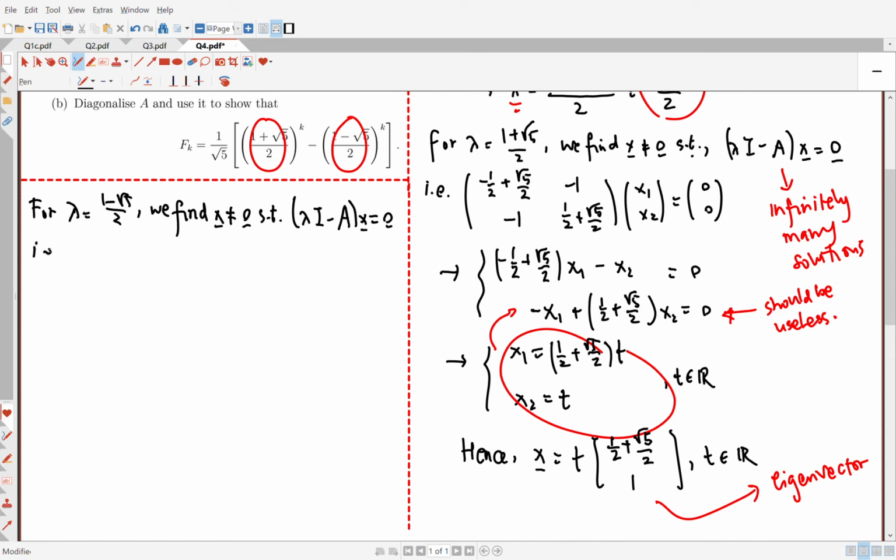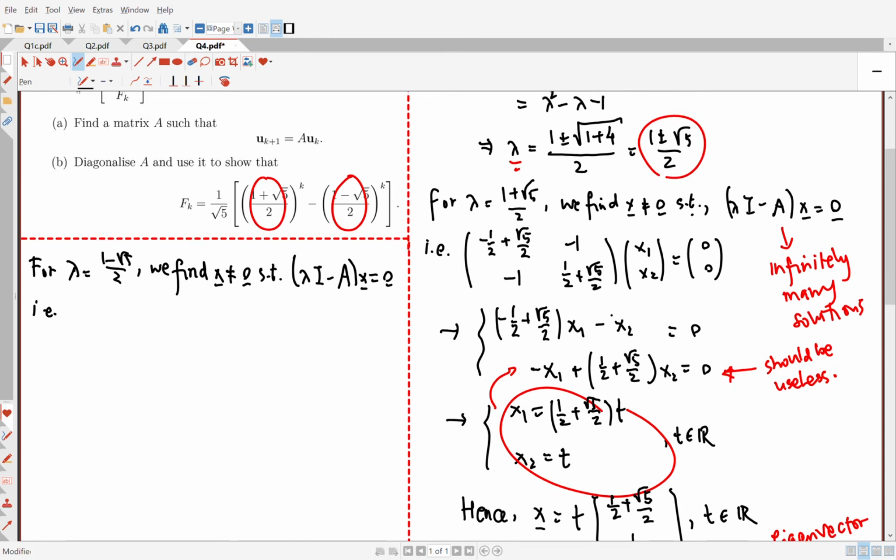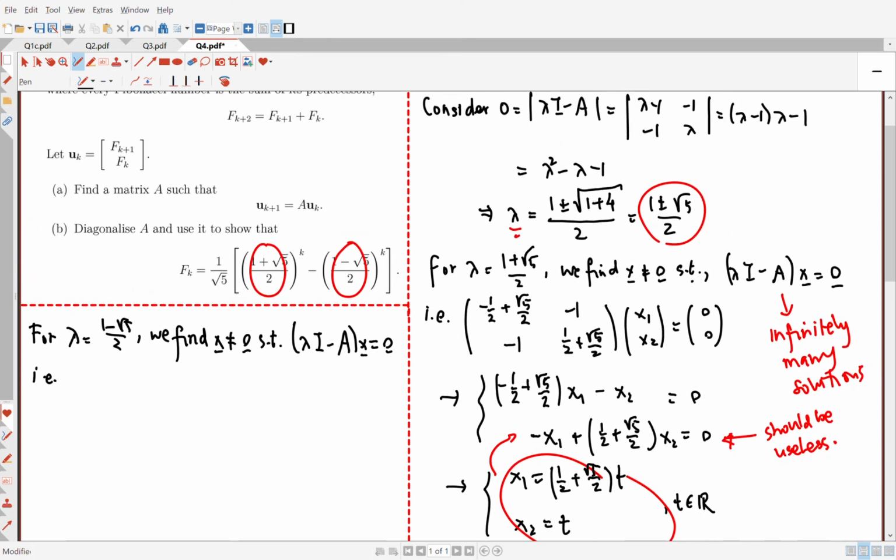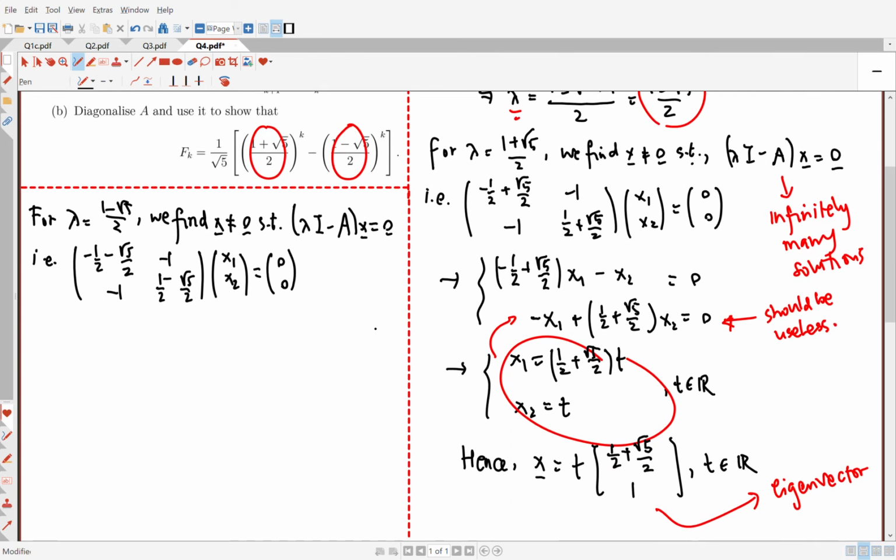Okay, in other words, it's my lambda I minus A. It is this. So I will have minus half minus square root 5 over 2, minus 1, minus 1, and 1 over 2 minus square root 5 over 2, multiplied with x1, x2, is equal to 0, 0. Same thing.